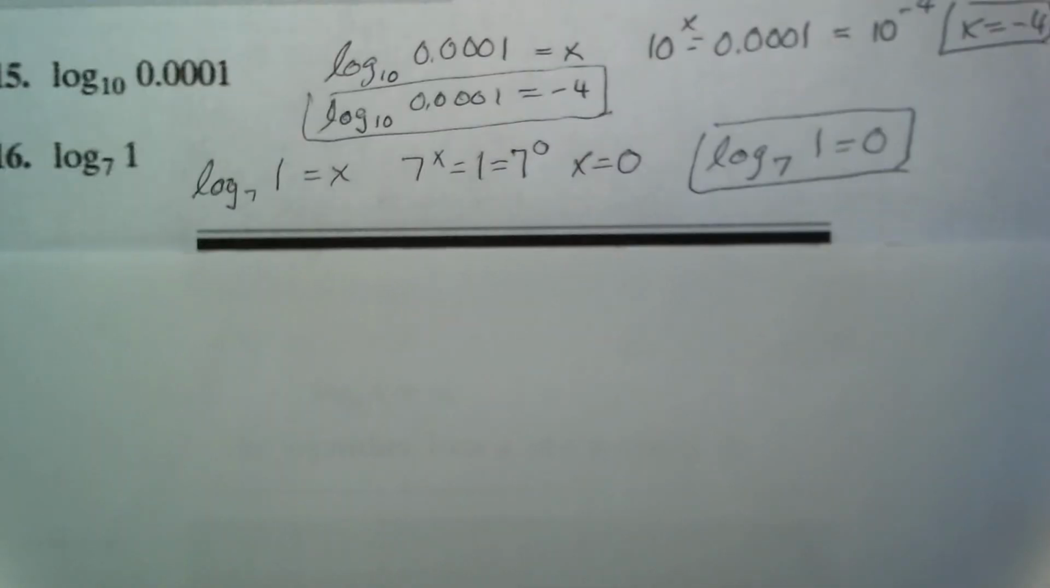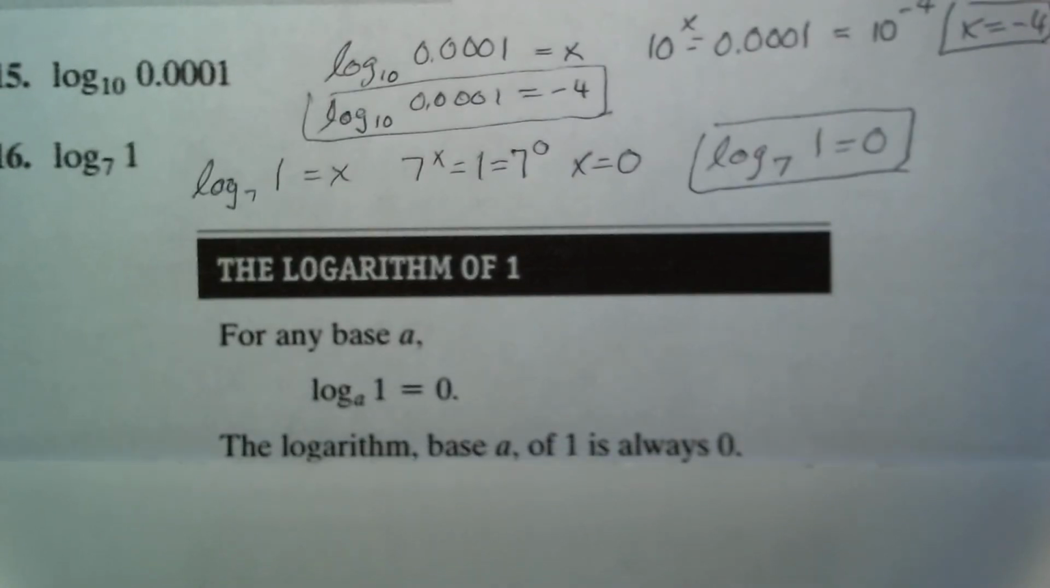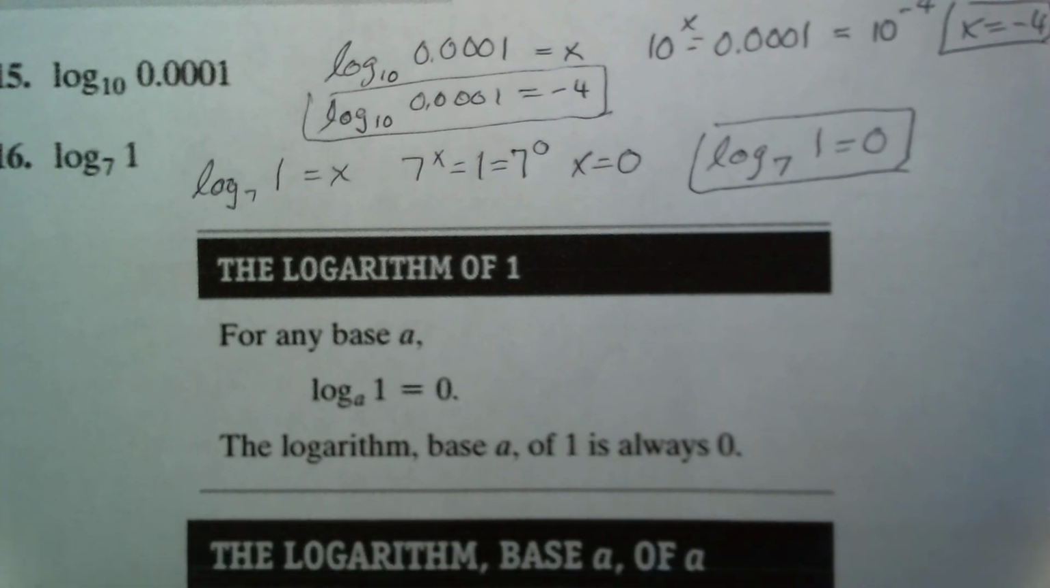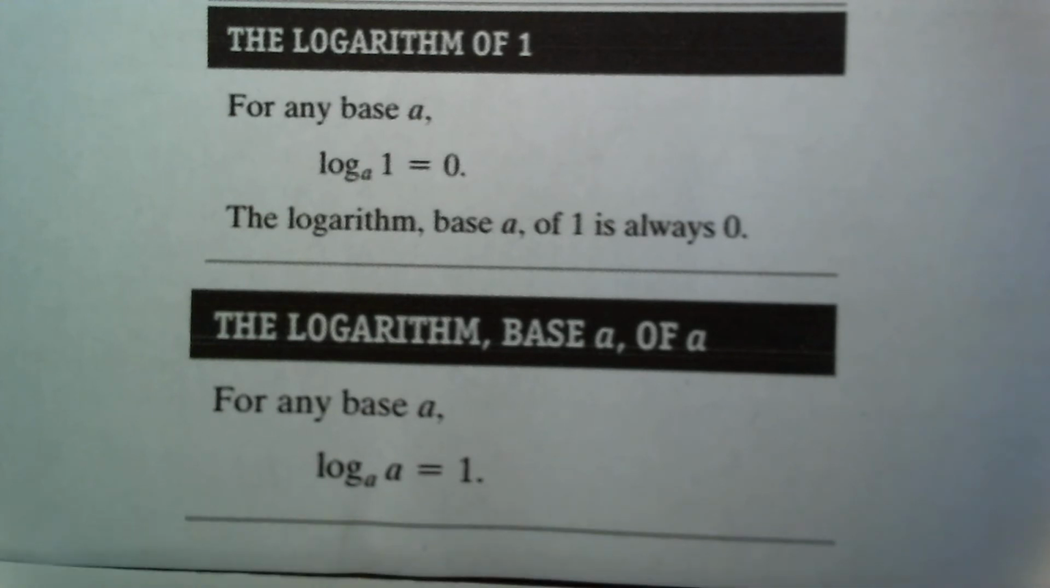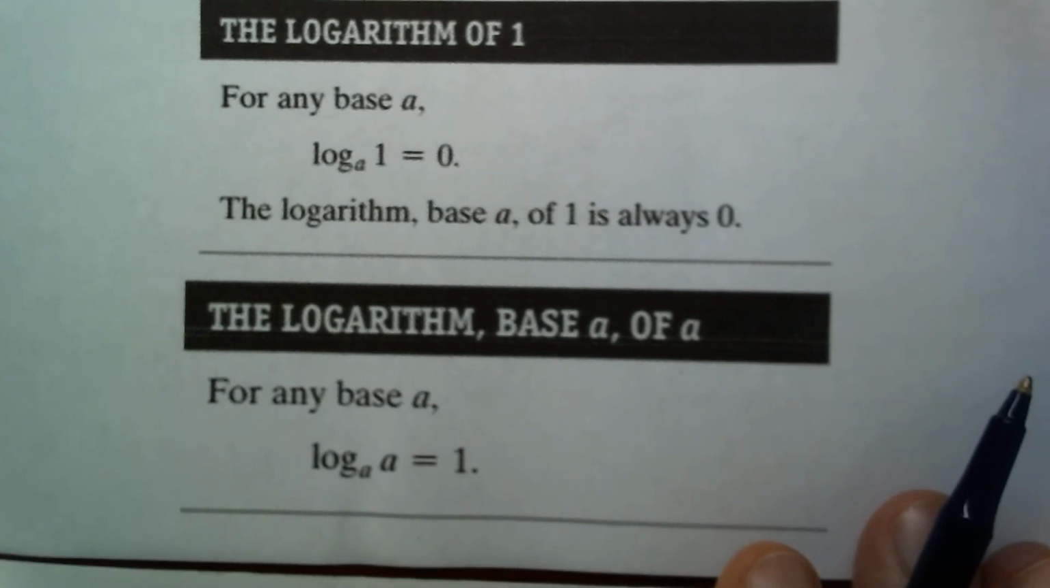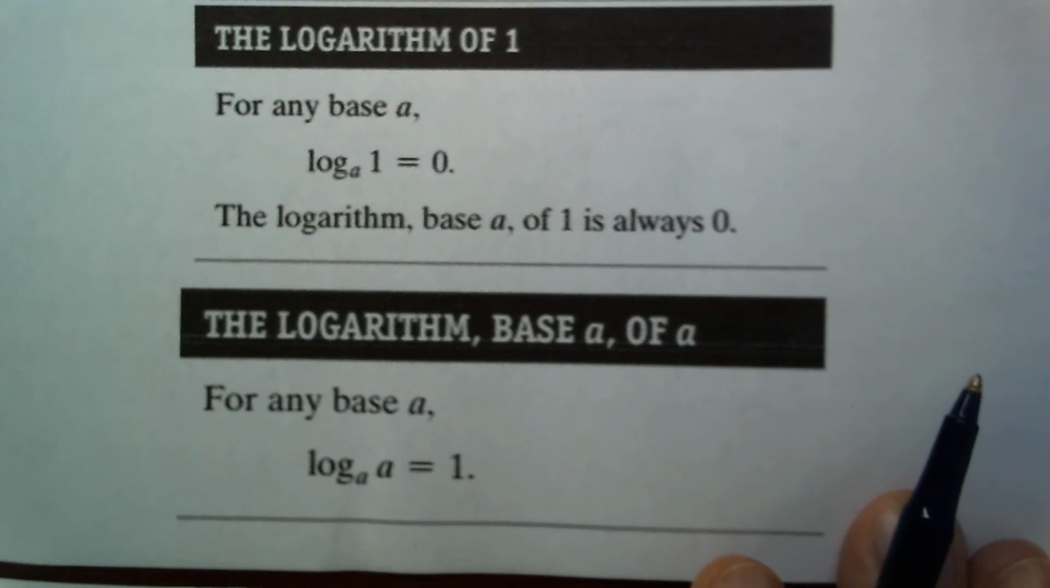Next are two important identities. The first one is the logarithm of 1. For any base a, the logarithm base a of 1 equals 0. It doesn't matter what the base is. Similarly, the logarithm base a of a is always equal to 1. So these are two very important identities, and it would be a good idea to memorize them.